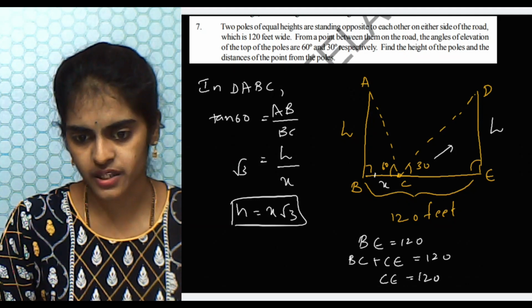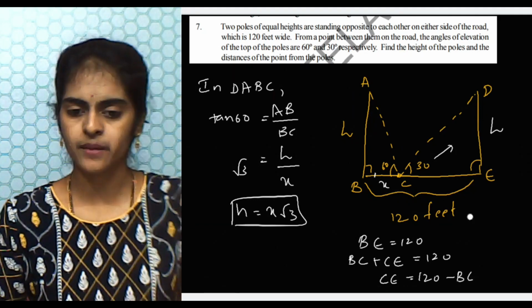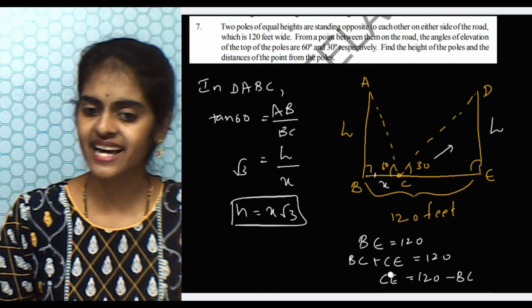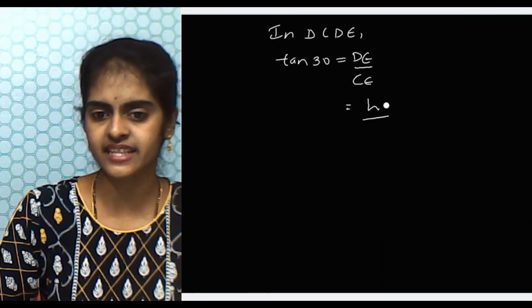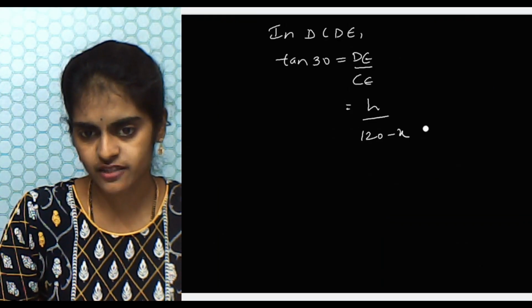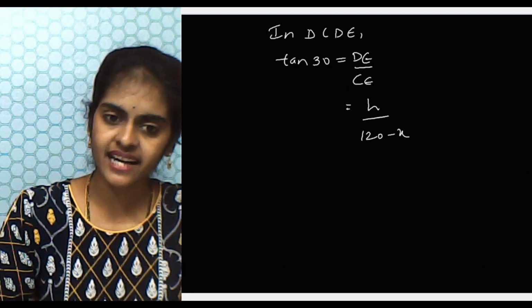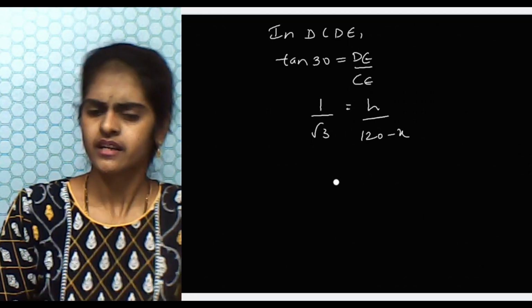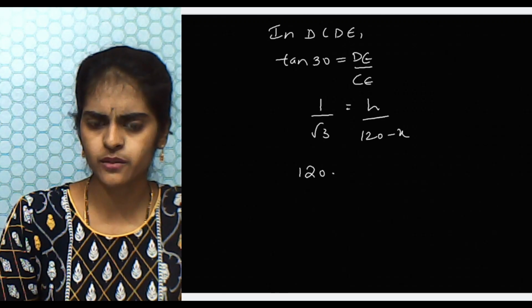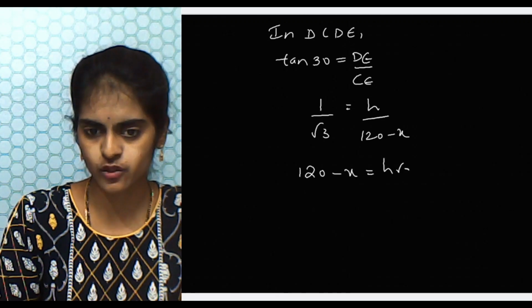CE is nothing but 120 minus BC. BC I have taken as X. So CE I can write as 120 minus X, isn't it? So that is what I'm writing here. So it is 120 minus X. Tan 30 is 1 by root 3. Now simple cross multiplication, you have 120 minus X equals H root 3.